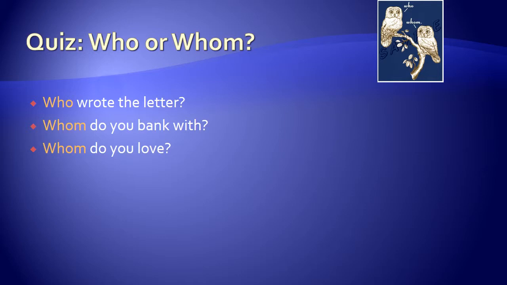Whom do you bank with, or with whom do you bank? Whom is the object of the preposition with. And whom do you love? You might rewrite this question: I love him, or I love them. And so him or them are the object of the verb, and so whom is correct. Whom is the object of the verb love.